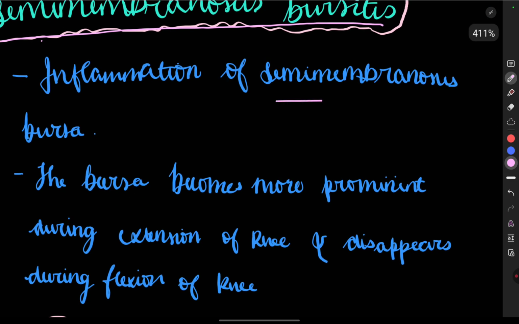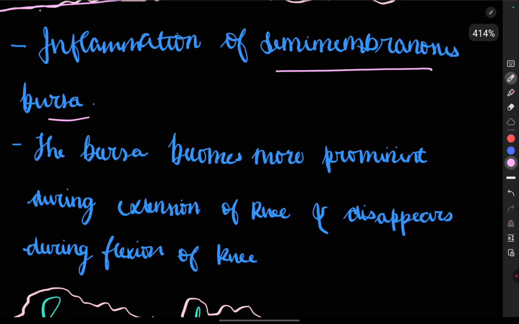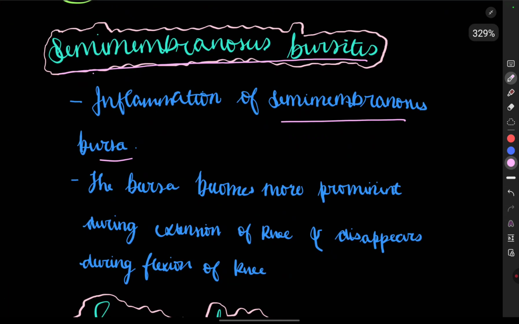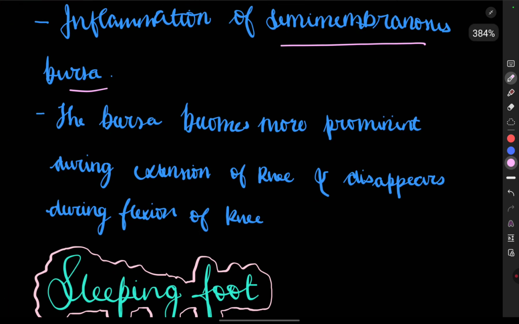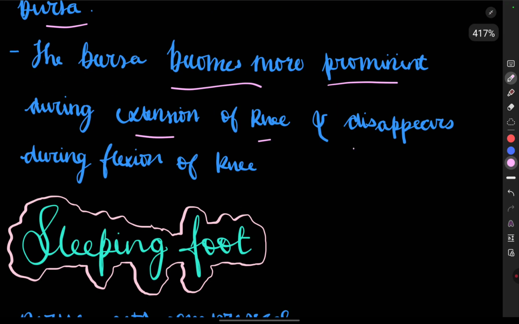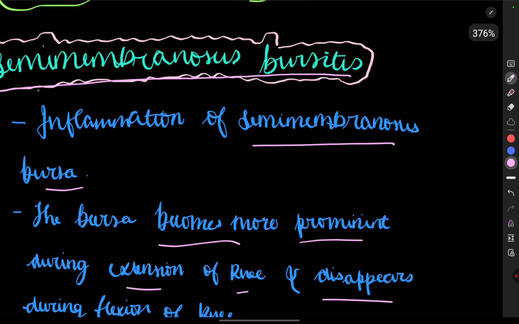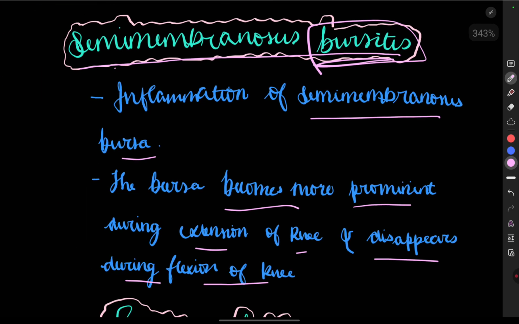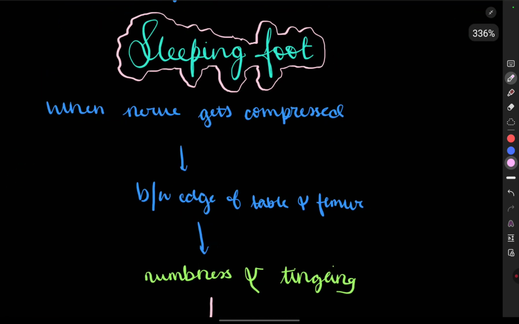Okay, inflammation of the semimembranosus bursa causes pain, and the bursa becomes more prominent during extension of the knee and disappears during flexion of the knee. So this is called bursitis. Okay, semimembranosus bursitis. What is sleeping foot?